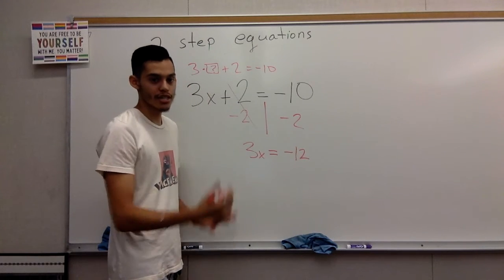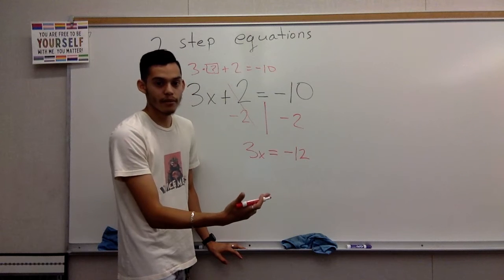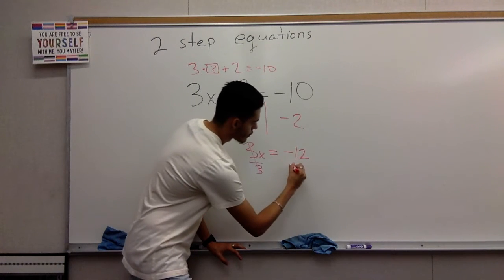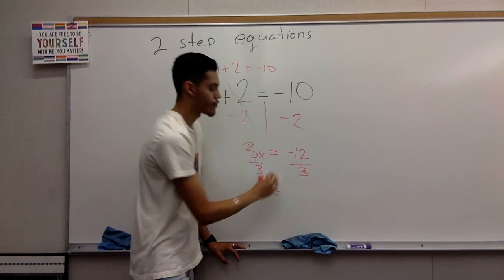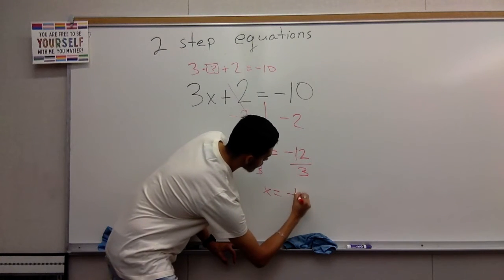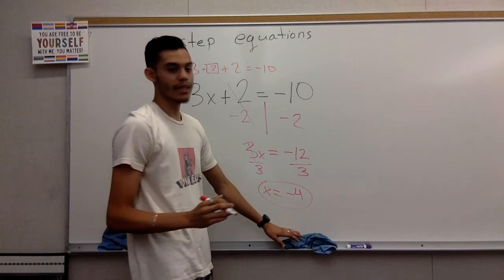This is a one-step equation. It's much simpler now. Here we have multiplication, and the opposite of multiplication is division. Divide by 3 on one side, divide by 3 on the other side. Now you have x equals negative 12 divided by 3, which gives you negative 4. And that is your final answer: x equals negative 4.